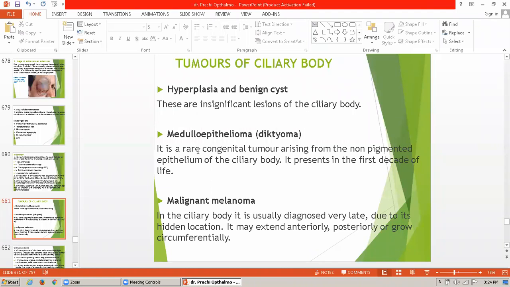Medulloepithelioma is a rare congenital tumor which arises from the non-pigmented epithelium of the ciliary body, and it presents in the first decade of life.